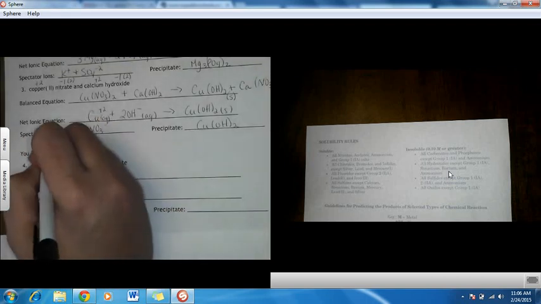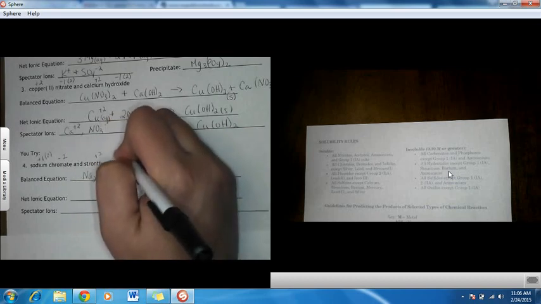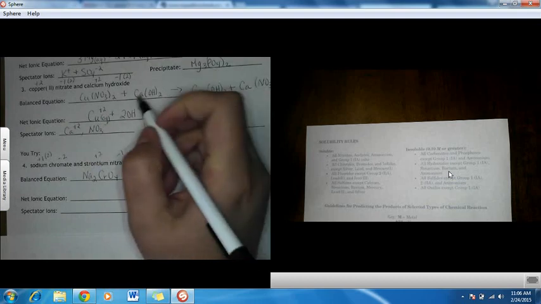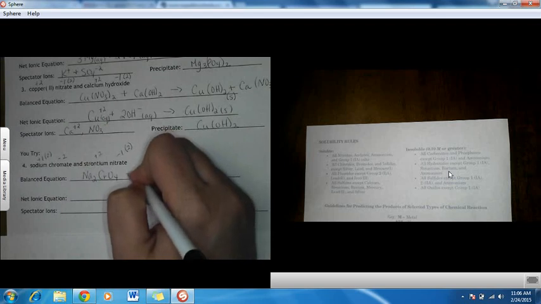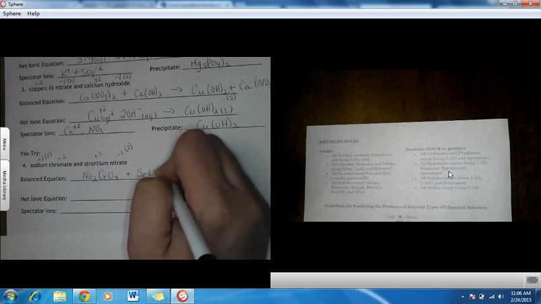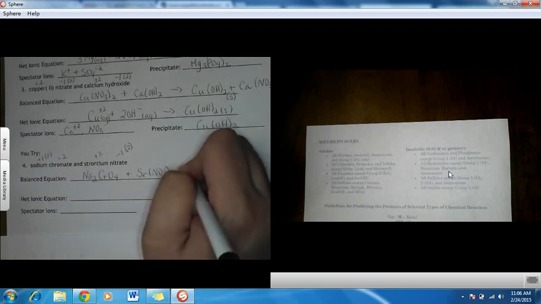So, sodium, group 1 is +1, chromate -2, so we'll need 2 sodium ions to make that add to 0, and so we would have Na2CrO4, and then we have strontium, which is +2, and nitrate, which is -1. So +2 and -1 does not equal 0, so I need to multiply nitrates by 2. And so we'll have 2 nitrates. There's strontium nitrate, Sr(NO3)2.